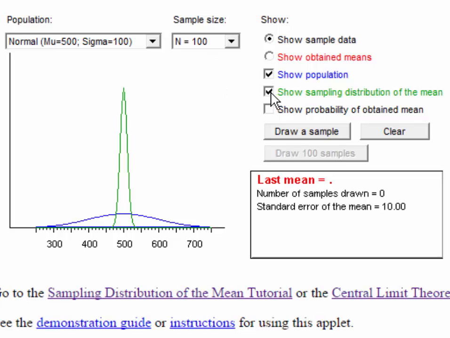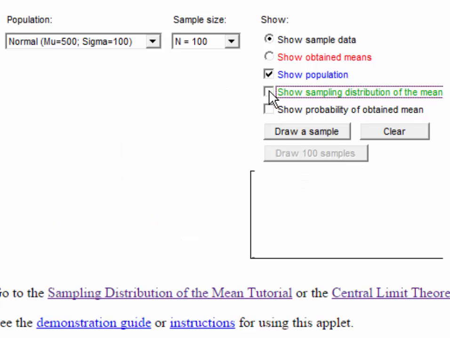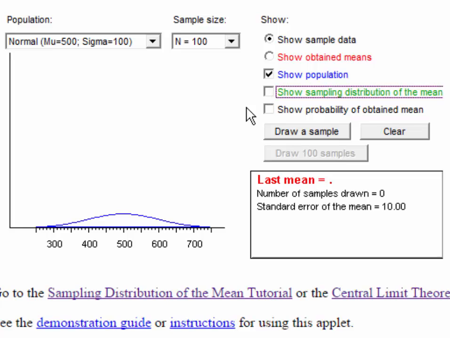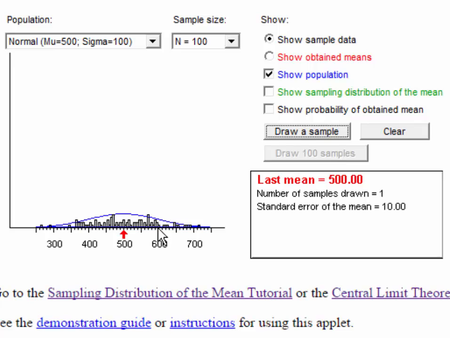For now, let's uncheck the box that says show the sampling distribution of the mean. We will look at that in much more detail shortly. But what we see now is an illustration of the population distribution with the mean of 500, standard deviation of 100. We can simulate drawing a sample of 100 cases by simply pressing this button, Draw a Sample. Now we see a histogram showing little rectangles illustrating the distribution of individual scores, 100 scores, and they range roughly from 300 to 700, a little beyond, but the bulk are in the middle.